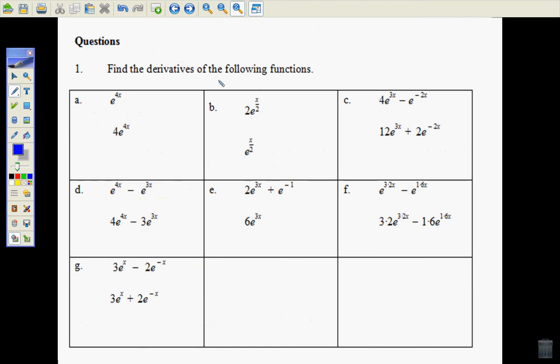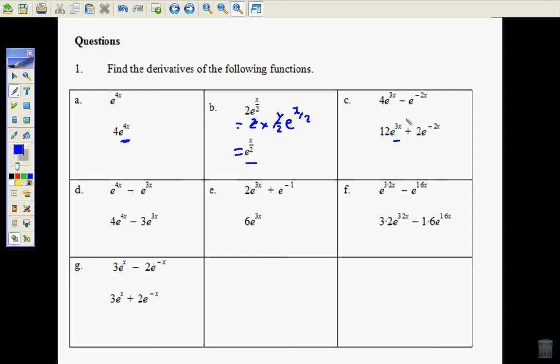So let's have a look at the derivatives of these functions here. So notice here it's e to the power of 4x. So e to the power of 4x would stay the same, and we multiply it by the derivative of 4x, which is 4. 2e to the x on 2, that would become really the 2 times e to the x on 2, and that's multiplied by the derivative of x on 2, which is a half, and the 2 cancels with the half to give us e to the x on 2. This one, the 4 e to the 3x, the e to the 3x stays the same. The 3 will multiply by that 4 to give you 12. And the e to the minus 2x stays the same. Minus 2 multiplies by minus 1 to give us the plus 2.